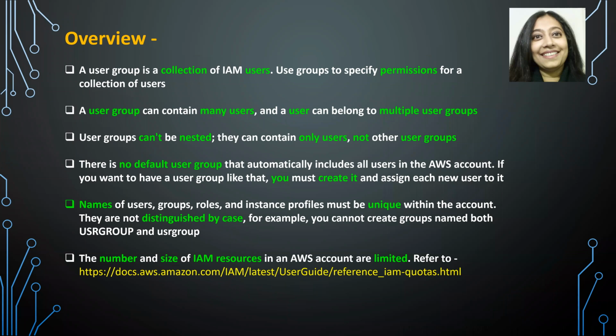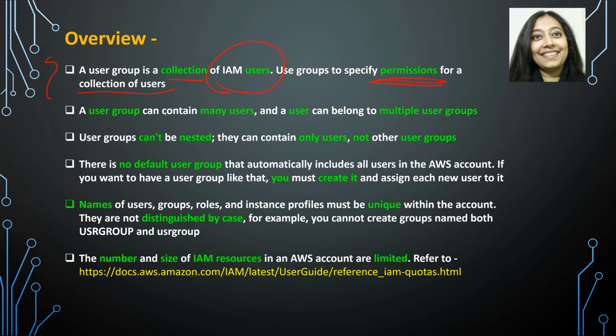Let us begin this hands on lab with a brief overview regarding IAM user groups. A user group is a collection of IAM users. User groups are used to specify permissions for a collection of users. Now, this is pretty standard, right? And the same thing is true for AWS as well, or especially for an IAM user group.